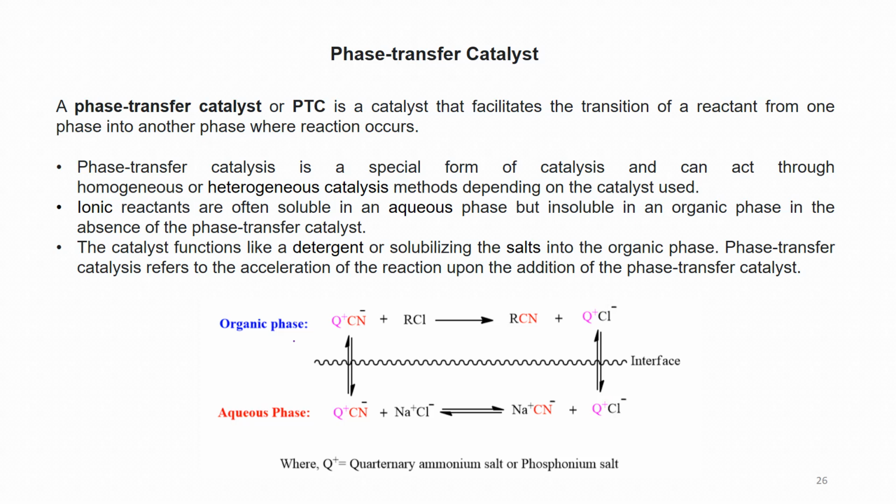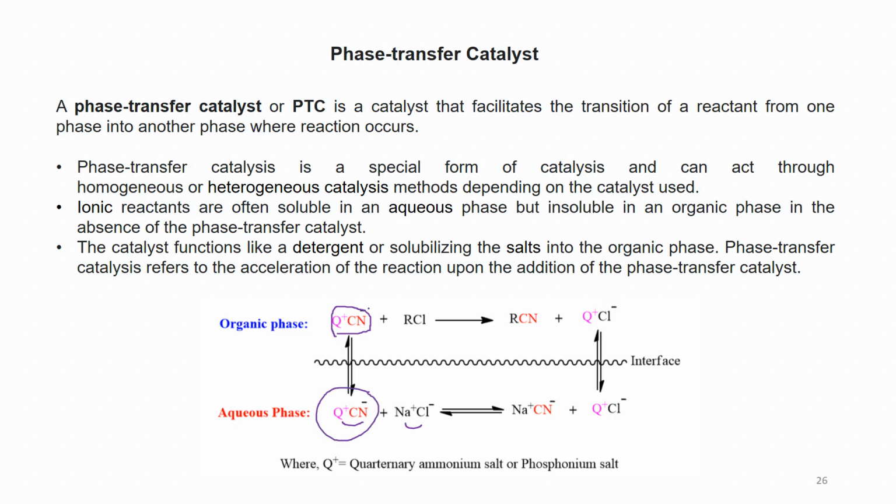In this diagram, what's happening? In this case, the quaternary ammonium salt is soluble in water, whereas the NaCl is also soluble in water. But in this case, when this RCl comes in contact at this interface, it reacts with the substrate, forming RCN and Q plus Cl, where there is a transfer from CN to this R in the presence of this quaternary phase transfer catalyst.